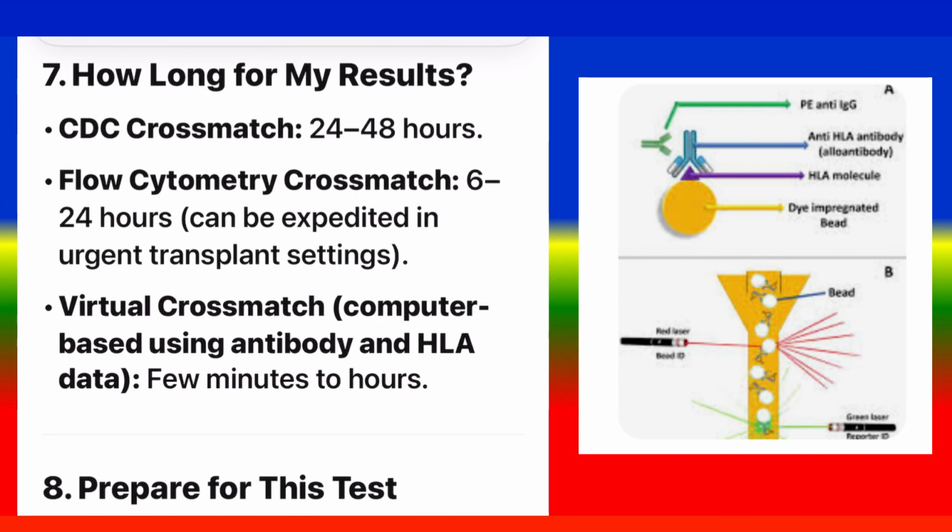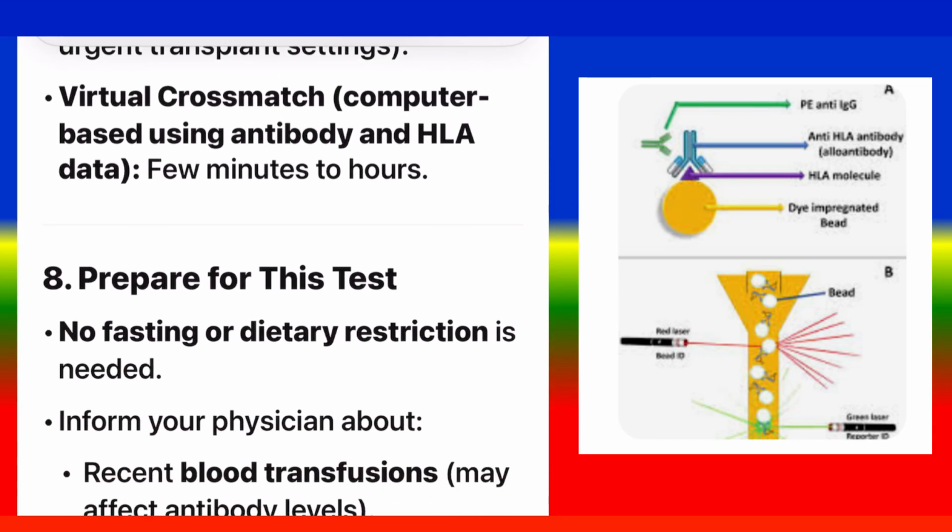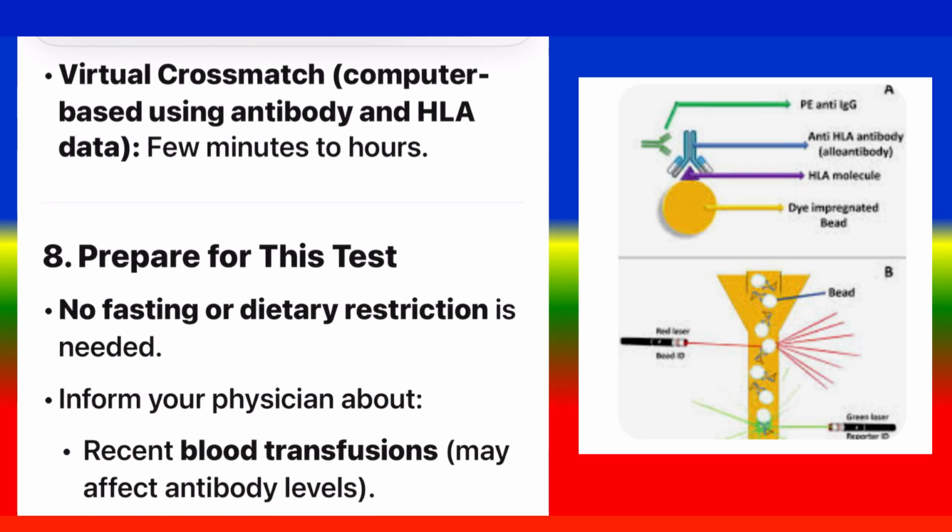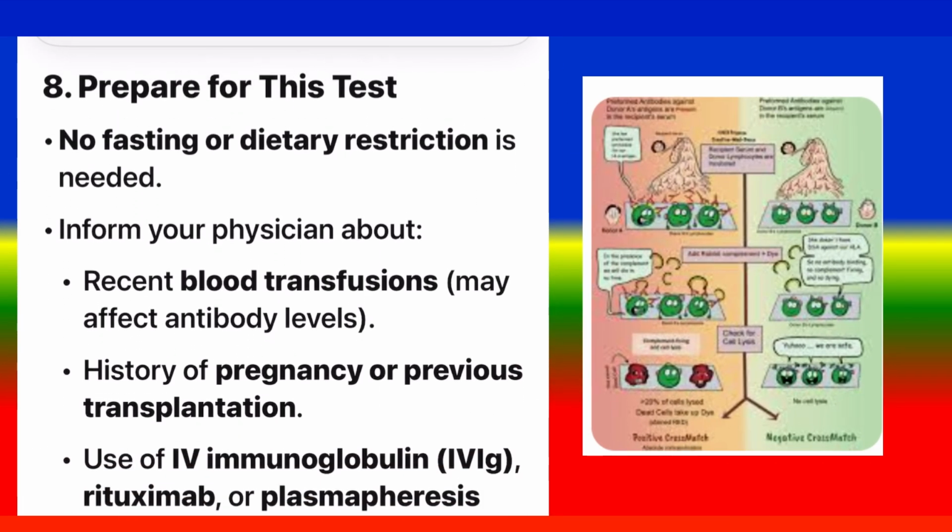Number 7. How long for my results? CDC crossmatch, 24 to 48 hours. Flow cytometry crossmatch, 6 to 24 hours, can be expedited in urgent transplant settings. Virtual crossmatch, computer-based using antibody and HLA data, a few minutes to hours. Number 8. Preparing for this test.